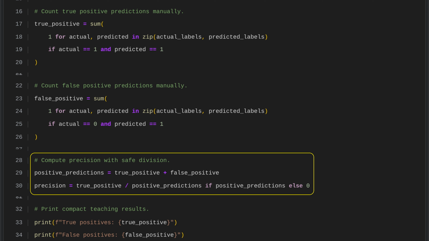Precision measures how often a model's positive predictions are correct. To find it, first count all positive predictions by combining true positives and false positives. Then divide the true positives by that total. If the model made no positive predictions, precision is set to 0 to avoid dividing by 0.